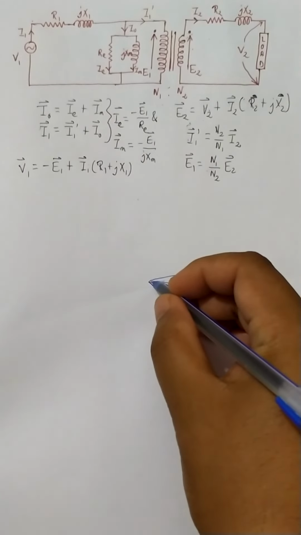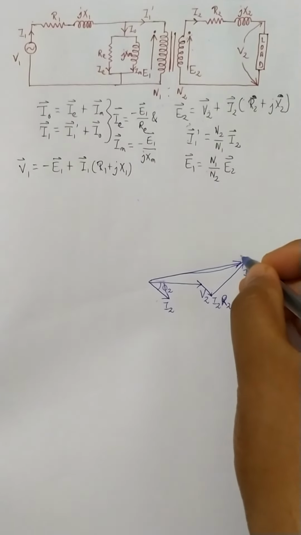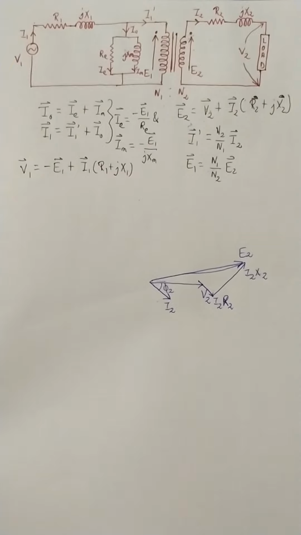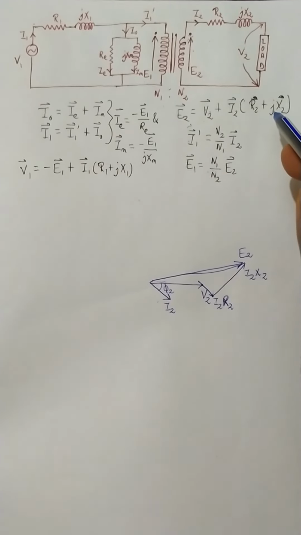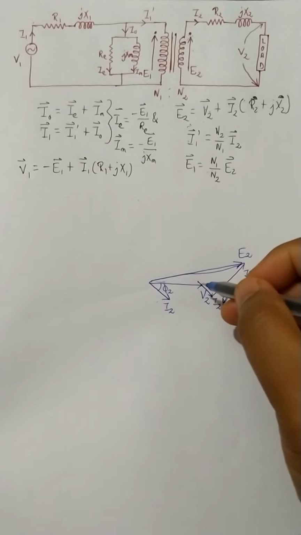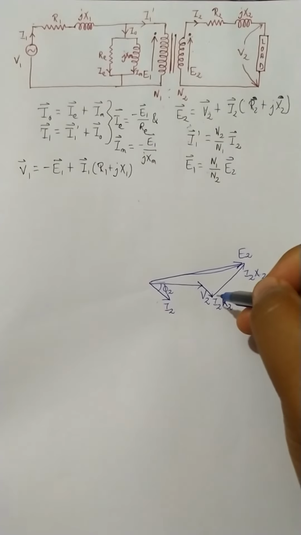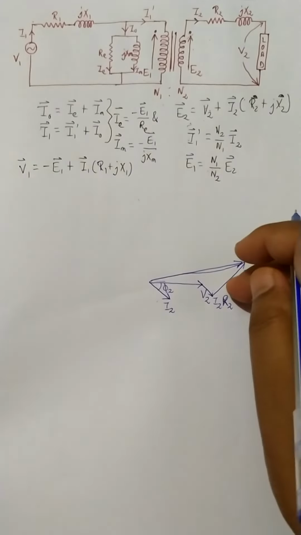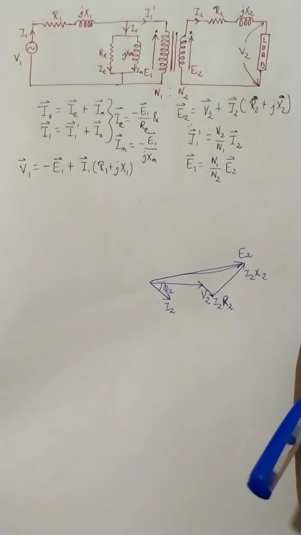So this should be E2. Now this j, I had said that j actually implies 1 angle 90 degrees. So you can see V2, I2 R2, j 1 angle 90, it is having some 90 degree angle and going upward. So it is forming E2.